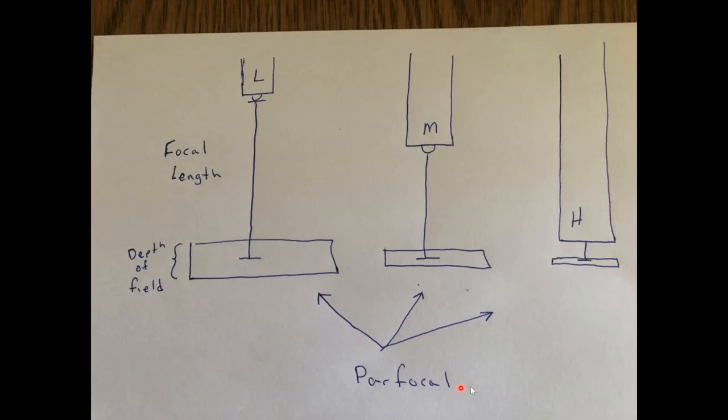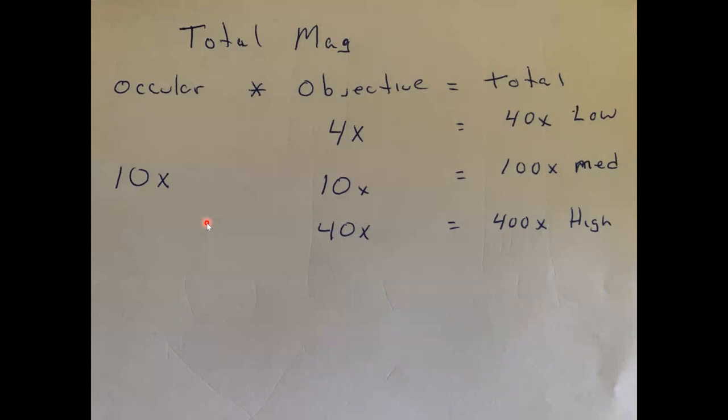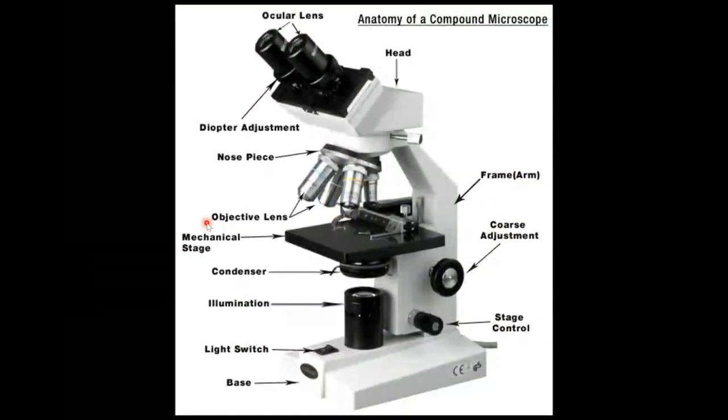So you're going to want to know what parfocal means. You're going to want to know what depth of field means. You're going to want to know the definition of focal length. You're going to want to know how to calculate total magnification, and then you're going to want to be able to recognize the oculars, the objectives, the stage, the different adjustment knobs, the light source, that's easy enough, of the compound microscope. And that will get us started.